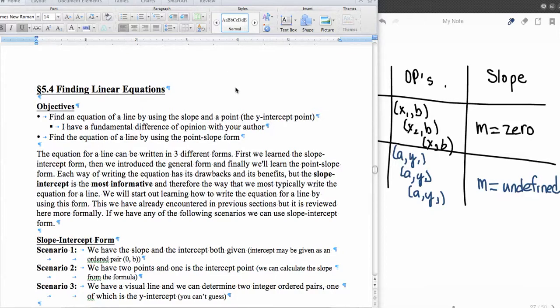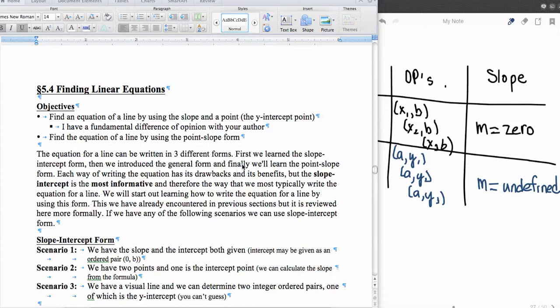All right, this is our first lecture on section 5.4, finding linear equations. Our objectives are to find an equation of a line by using the slope and a point. The y-intercept point is the one that we're going to use, and I want you to note that I do have a fundamental difference of opinion with your author about this, and finding an equation of a line using the point-slope form.